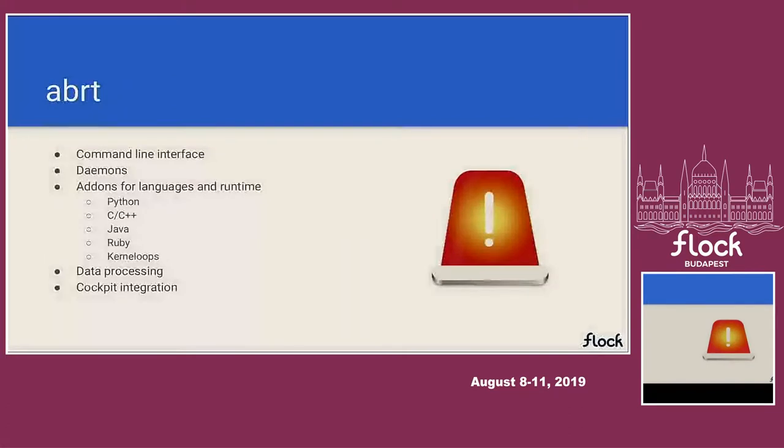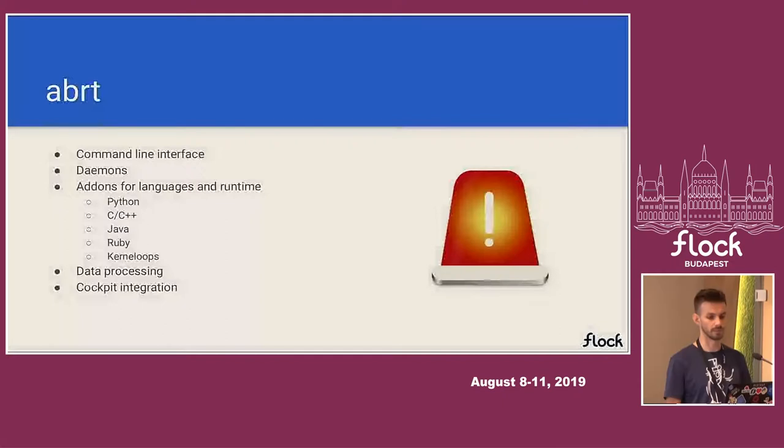You probably know this logo. You might have seen a notification if something crashed on your system. ABRT provides a command line interface, which we can try later. It also provides daemons that usually run in the background and try to catch the problems that happen on your system, and also the stack traces. You can install add-ons for languages and different runtime errors. ABRT can catch Python, C, C++, Java, Ruby, or kernel oops problems.